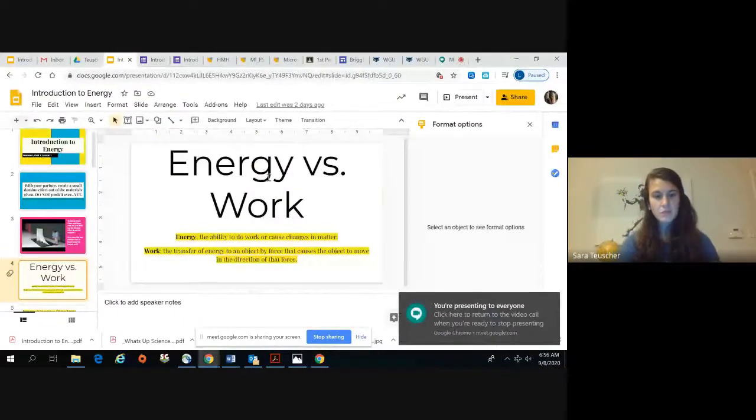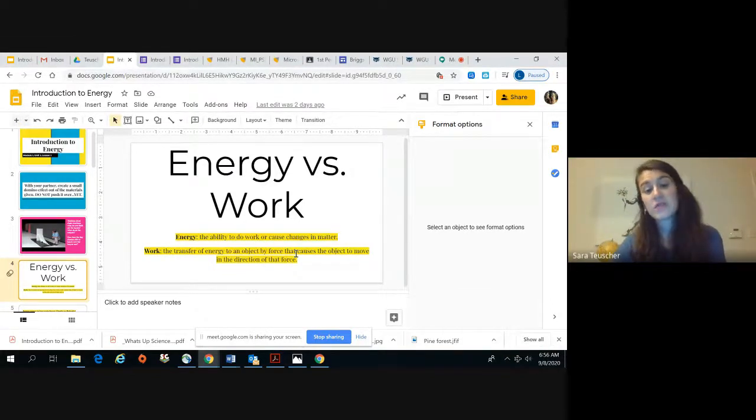And it's actually in our PowerPoint as well. I'll show you where that is really quick. It's right here, energy versus work. So the technical definition is not my paraphrase. Energy is the ability to do work or cause changes in matter, and work is the transfer of energy to an object by a force that causes the object to move in one direction with that force. So again, you have to have energy to do work, but the presence of energy does not necessarily guarantee that work is being completed. There must be that movement. The object must move in order for work to occur.